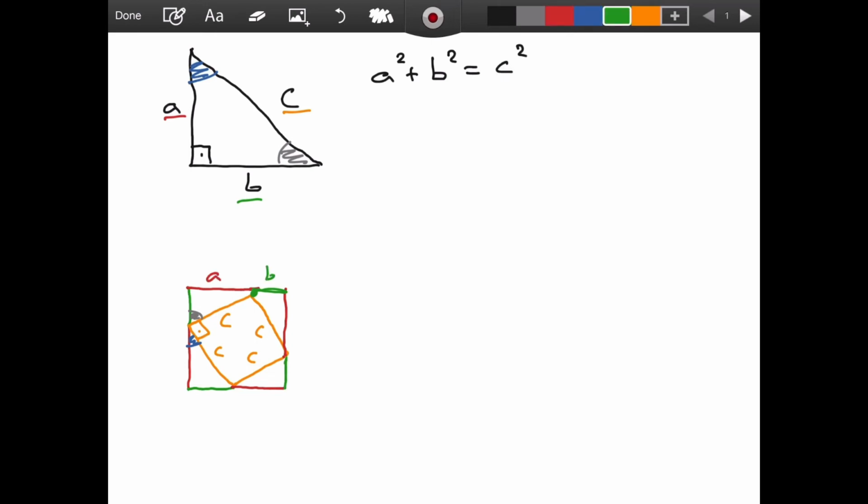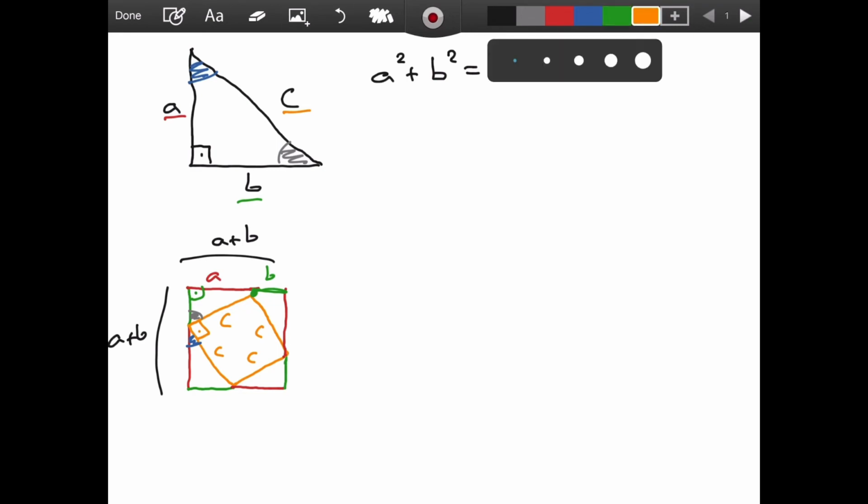We also have another square, right? With a side of A plus B. It is a square because clearly this angle is 90 degrees. That is how we defined our triangle, and the sides are equal, as we can see. So I claim I want to consider the areas, which will give us a pathway to prove the Pythagorean theorem. And I want to find the area of this orange square.